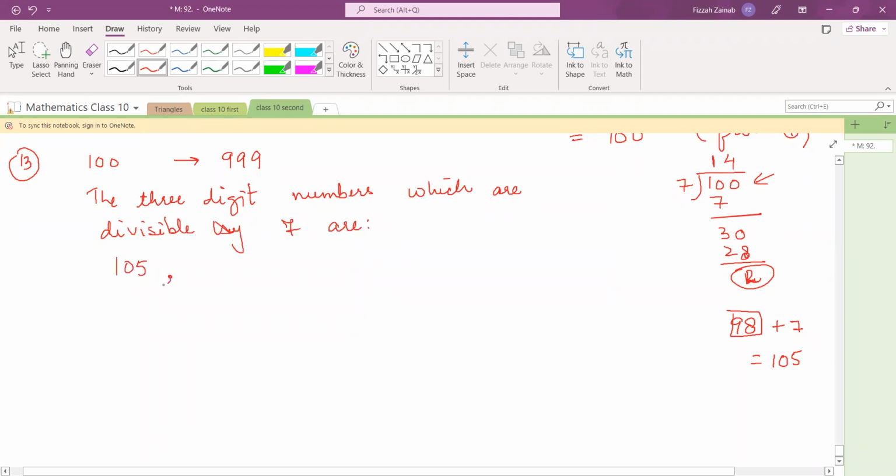Then next will be 105 plus 7, obviously. So 5 plus 7 is how much? 12. So 112 is the next. Then again you add 7, so 119. Now, what is the last number? For the last number, you divide 999 by 7. So 7 into 1 is 7, then you get 29. Then 7 into 4 is 28. So 1 and 9. Then 7 into 2 is 14. So I get 5. That means you have to subtract 5 from 999. So 994 is the last 3-digit number which is divisible by 7, correct?